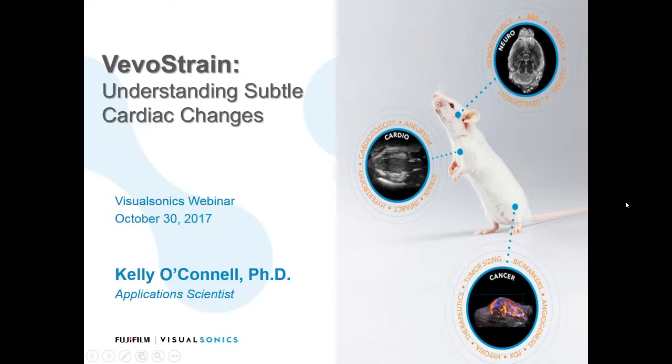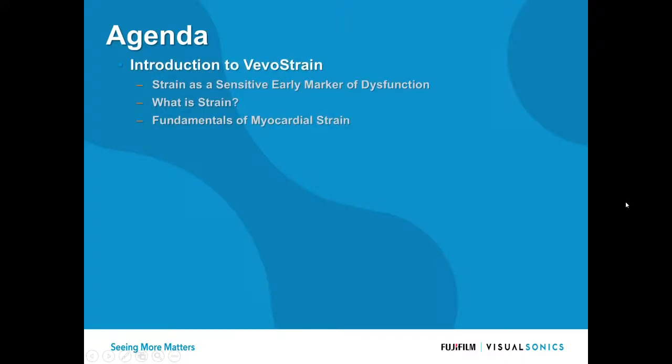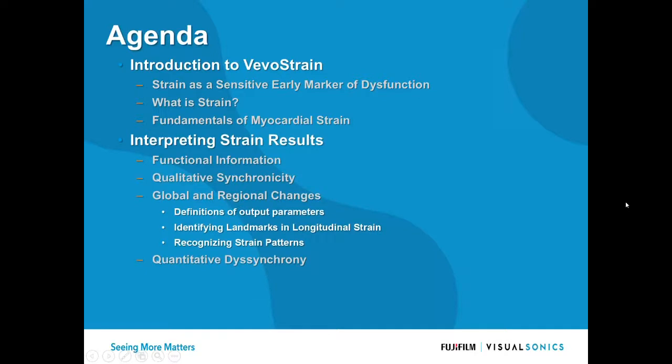So today I'll be talking about the VevoStrain software and understanding subtle cardiac changes. We'll start with a discussion of what is strain and using strain as a sensitive early marker of dysfunction, and getting into some of the fundamentals of the calculations that we use in our strain software. Then I'll move to interpreting the strain results, including functional information, the synchronicity parameters, and global regional changes. And finally, I'll end with some information about diseases for which strain is abnormal.